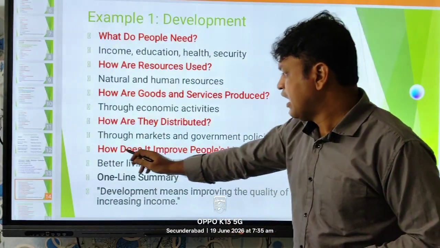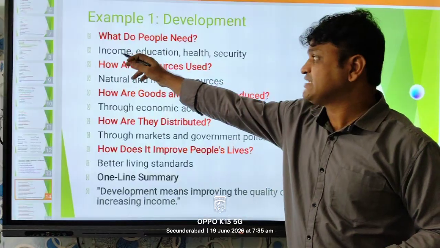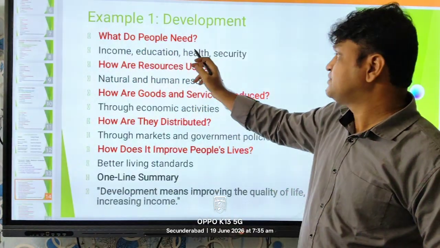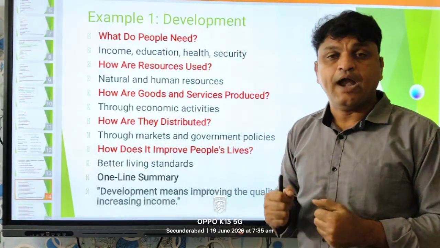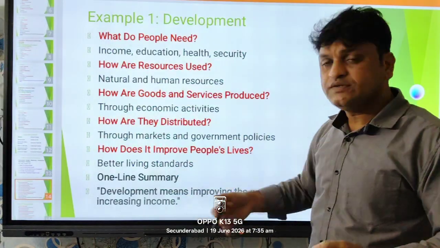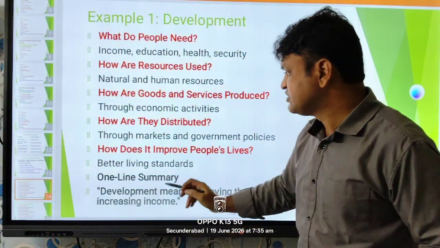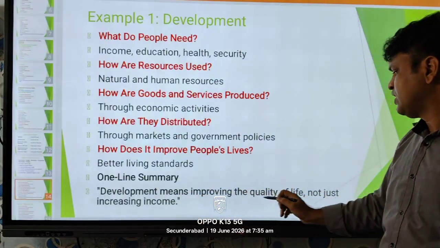Okay, how does it improve people's life? Better living standard. If you have access to income, if you have access to education, if you have access to a hospital, if you have security, if the government is providing security and a pollution-free environment and freedom and equal treatment, all this will improve your standard of living. Okay, then better living standard. And if you look at the one-line summary, development means improving the quality of life.